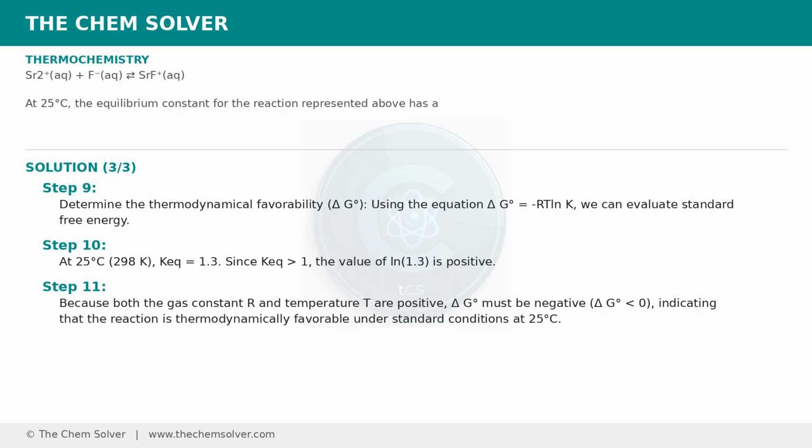Determine the thermodynamic favorability, delta G degrees, using the equation delta G degrees equals negative RT ln K. We can evaluate the standard free energy. At 25 degrees Celsius, 298 Kelvin, KEQ equals 1.3. Since KEQ is greater than 1, the value of ln 1.3 is positive. Because both the gas constant R and temperature T are positive, delta G degrees must be negative, delta G degrees less than 0, indicating that the reaction is thermodynamically favorable under standard conditions at 25 degrees Celsius.